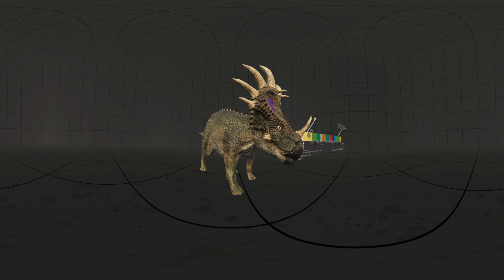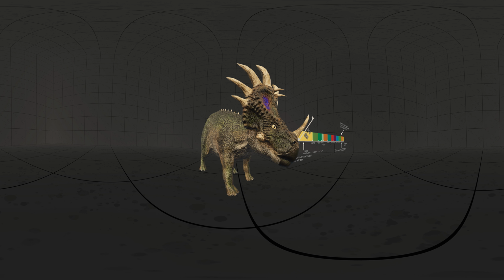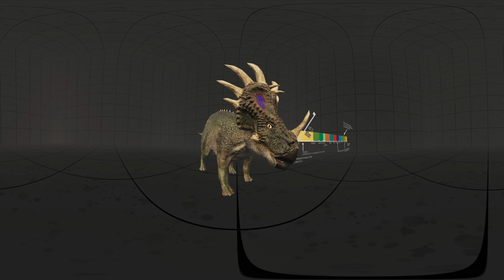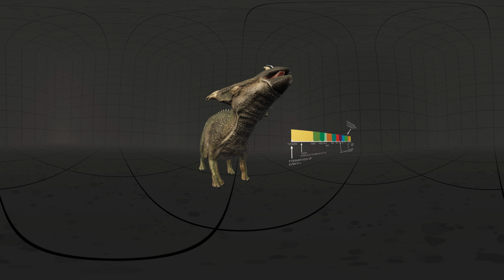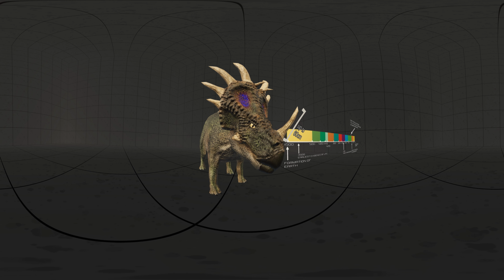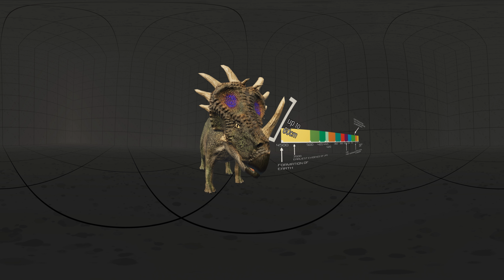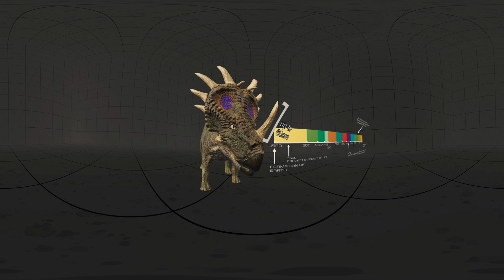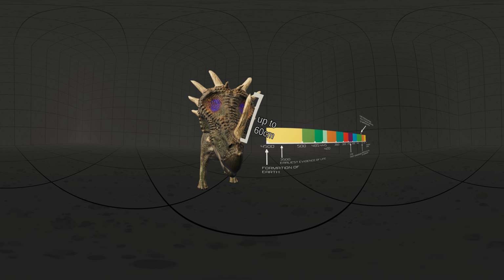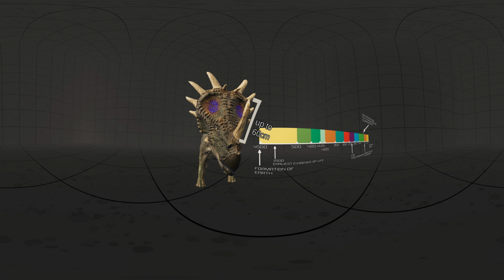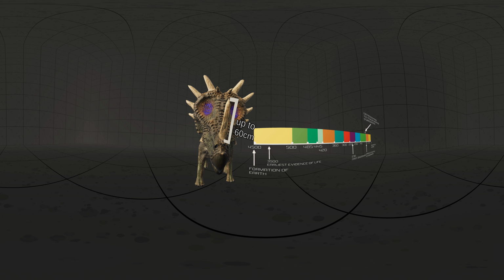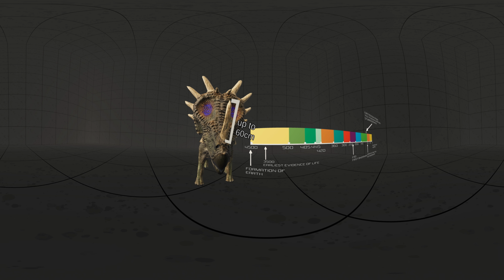Styracosaurus is a herbivorous dinosaur from the Cretaceous period, about 75.5 to 75 million years ago. It had 4 to 6 long parietal spikes extending from its neck frill, a smaller jugal horn on each of its cheeks, and a single horn protruding from its nose, which may have been up to 60 centimeters long and 15 centimeters wide.